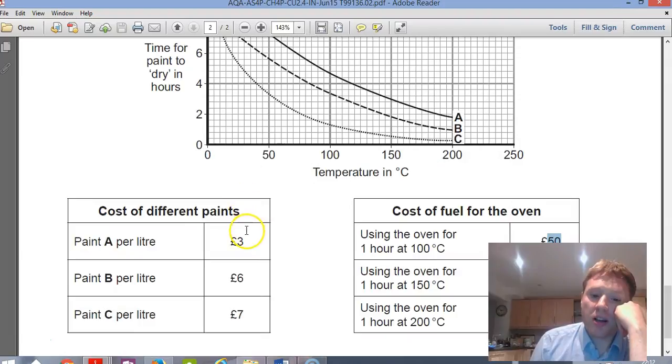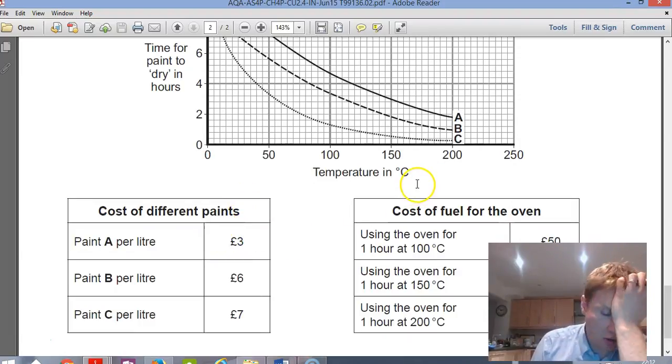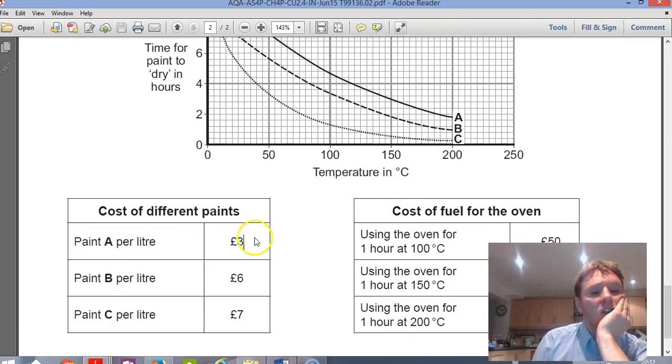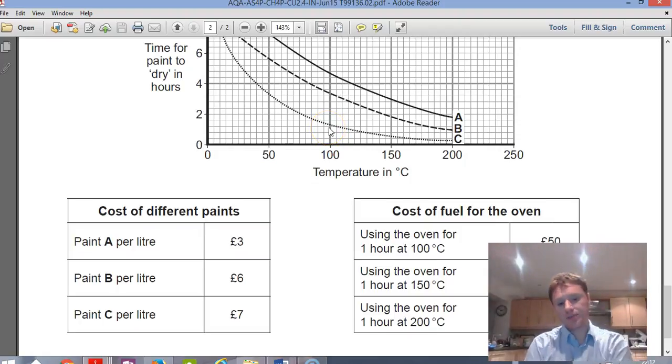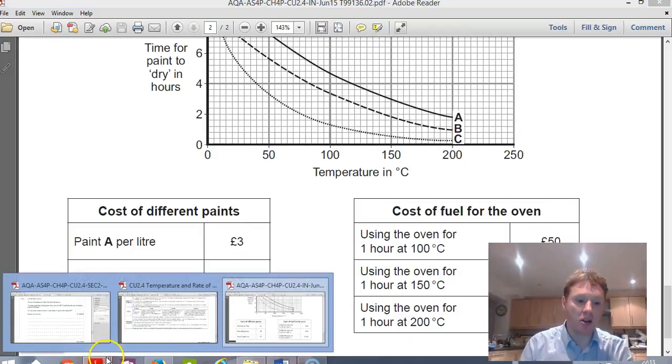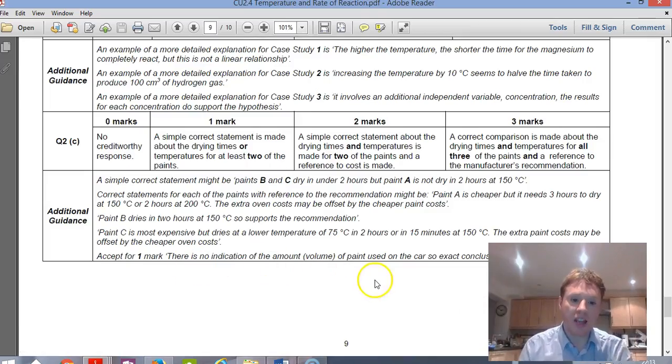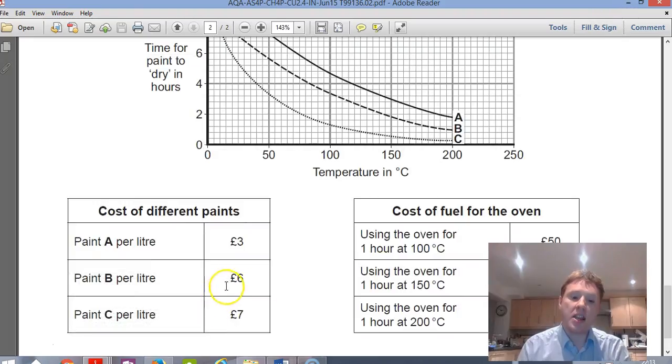But it might be cheaper, because then you've got to think about paint costs. So then you've got to compare two costs. So paint C is more expensive, but then you save money on drying. So that's something you need to think about. And then there is a final mark for saying there is no indication of the volume of paint, which means you can't exactly calculate it.